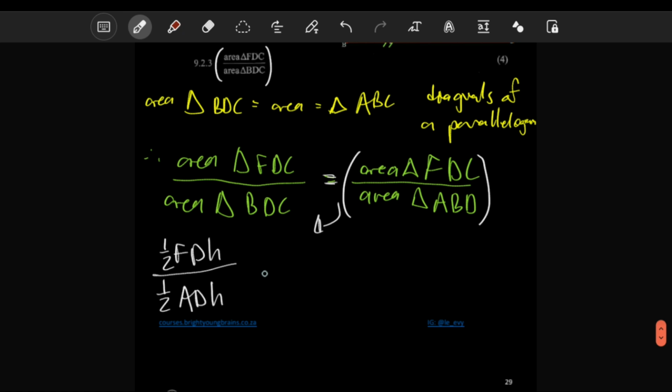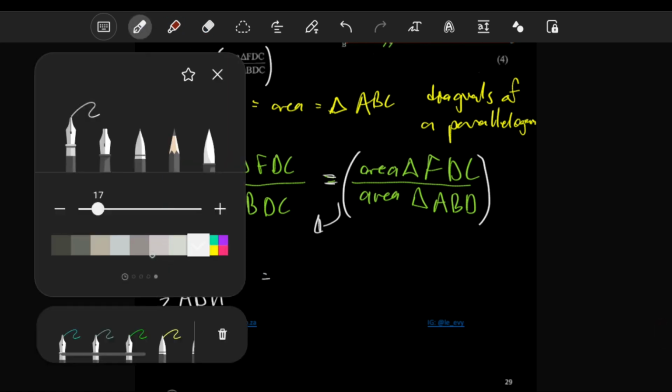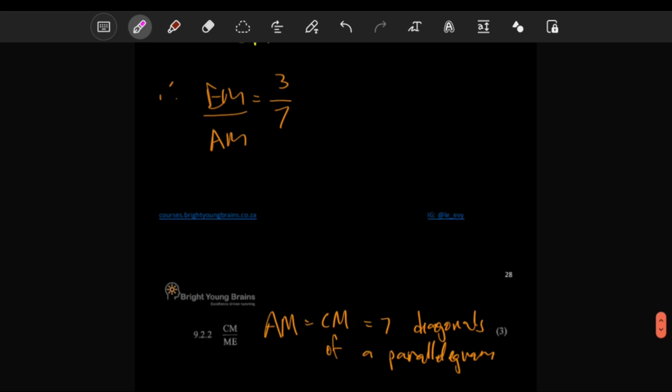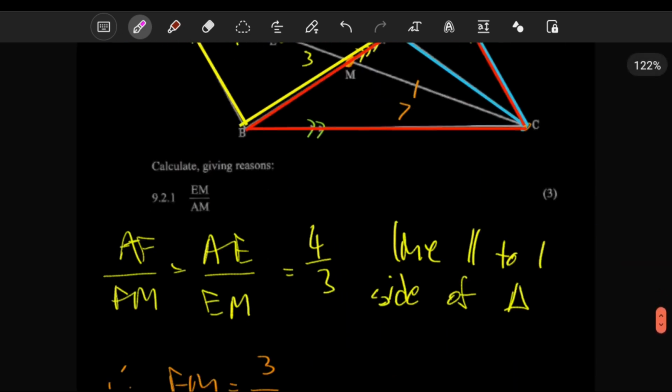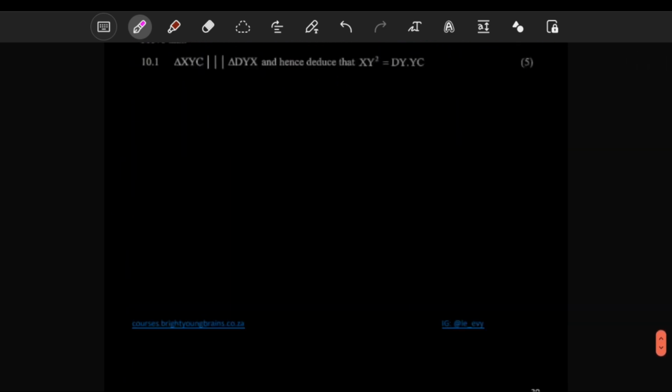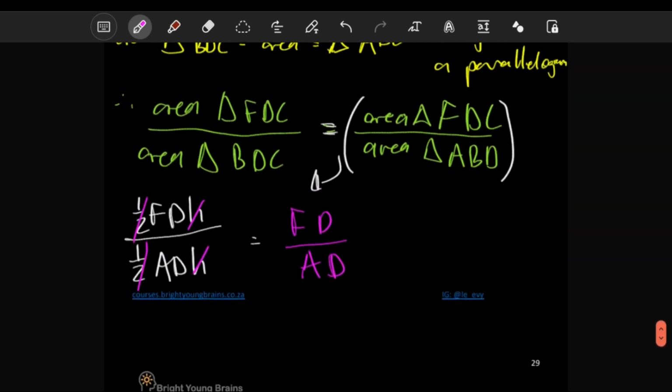There you go. And then you know that the half and the H just cancel each other out. This cancels that, this cancels that. Now you have FD over AD. They want the ratio of this, because that's what they said in the beginning: they want you to calculate, giving reasons, these ratios. So for this area, this is the ratio they want you to end up with.